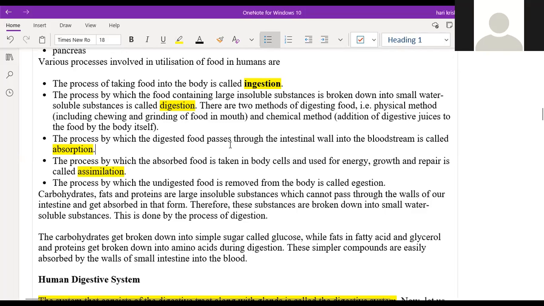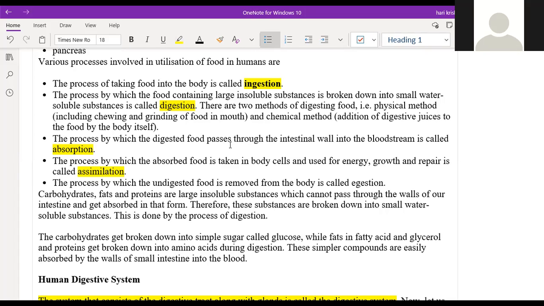Okay, so digestion means what? The process of converting complex substances into simpler substances is called digestion. Again, you have two different methods. One is the physical method, which includes chewing and grinding of the food. The second is the chemical method: after the grinding of the food, we add digestive juices to convert the food completely. That is the digestion process.